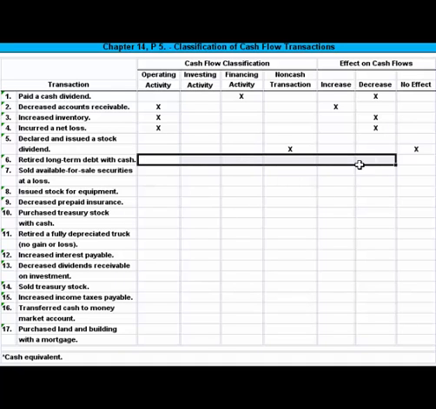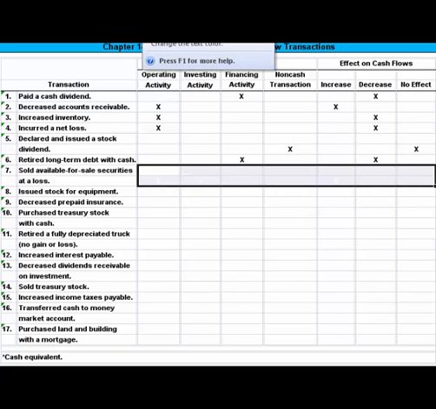Now, if we retire long-term debt, that has to do with how the organization is financed, right? So it falls under financing activity. And if we retire the debt, that means we must have used our own cash to pay the debt holders. So that represents a decrease in cash.